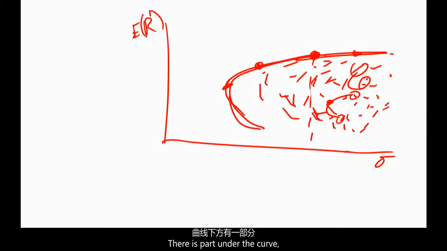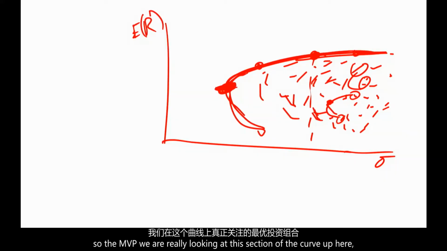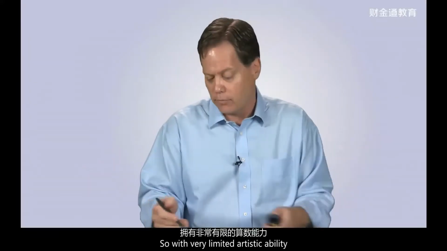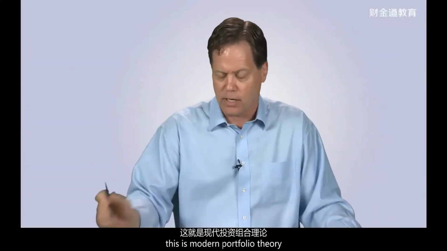Now this part under the curve, well, those are in some sense the worst portfolios you can combine, so we're really only interested in it from the point of this bow, and this is the global MVP, minimum variance portfolio, which has become kind of a hot item in some money management circles. But anyway, so the MVP, we're really looking at this section of the curve up here. That is called the efficient frontier, and that's what Markowitz did. This is modern portfolio theory. All right, so with very limited artistic ability, this is modern portfolio theory.